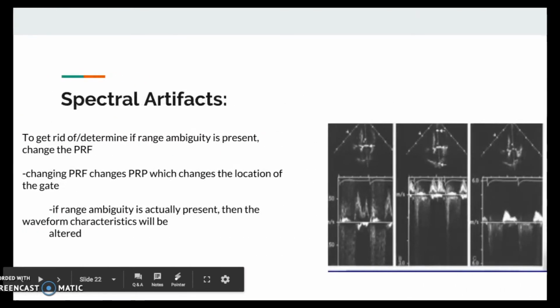So to overcome this, or determine if range ambiguity is actually the problem, you can just change the PRF. Changing the PRF changes the PRP, which changes the actual physical location of the gate. If range ambiguity is actually the problem, then the waveform characteristics will be altered.